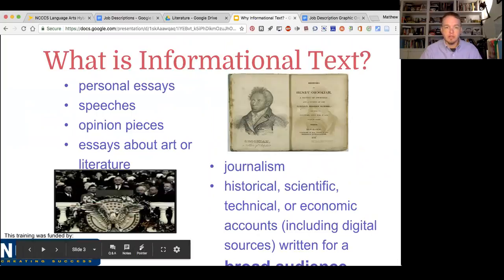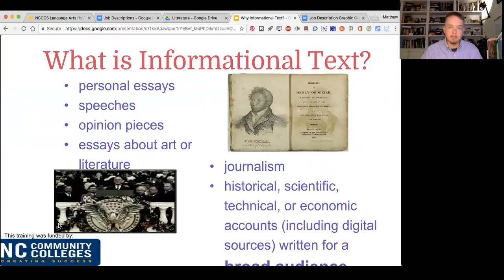Informational text is journalism, is essays, is opinion pieces and speeches. Those types of informational texts are written by people to persuade people to go a certain way. We also have historical and scientific journals where findings are presented, and journalism produces something for the news.